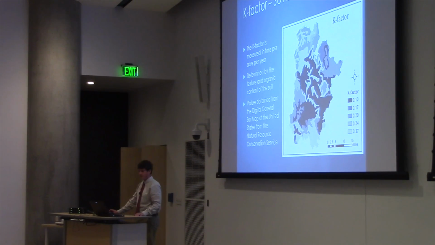The K factor, representing soil erodibility, is determined by the texture and organic content of the soil. The values for the K factor are derived from the Digital General Soil Map of the United States, published by the Natural Resource Conservation Service. The K factor values were extracted from the data set and converted to the RUSLE format shown here.